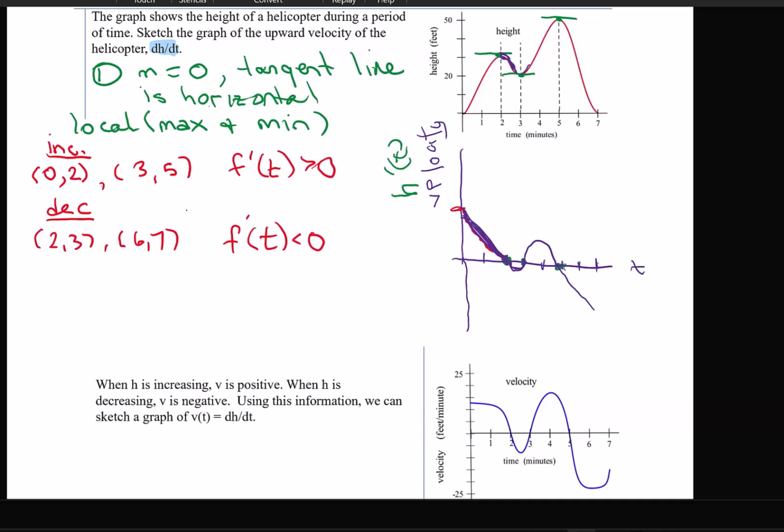Between 2 and 3, it's negative, which is what I said. From 3 to 5, it's positive, and then it becomes negative. So this is my f prime of t. This is the actual f prime of t, or h prime of t, excuse me.